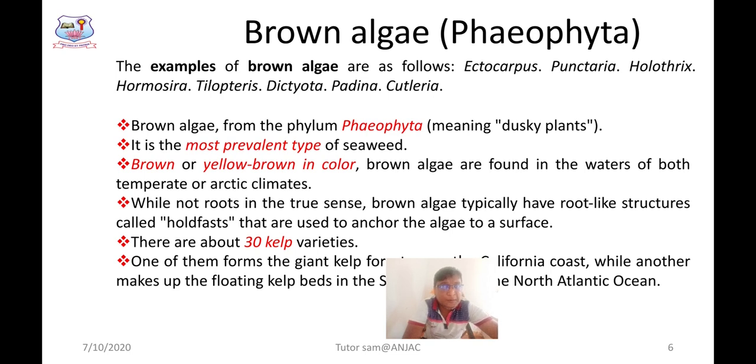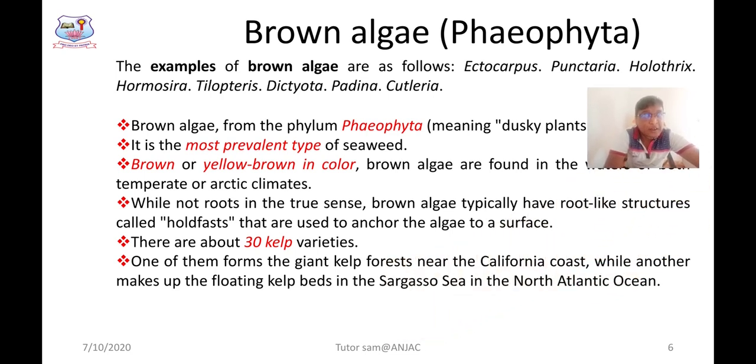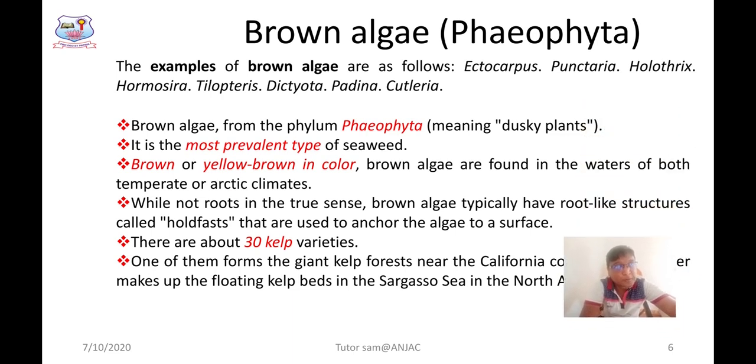What is brown algae? Here I have given some examples like Ectocarpus, Punctaria, Halothrix, Hormosira, Telopteris, Dictyota, Padina, Cutleria. These are some examples of brown algae, which may be asked in a Section A question. So be very careful about it and memorize all the names. Let's see in detail what brown algae are.